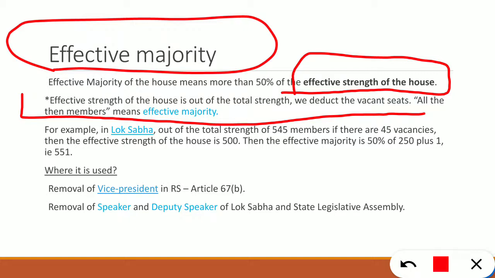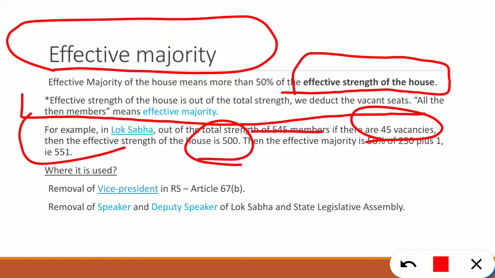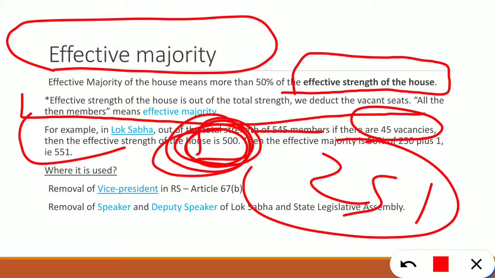So there are 545 members, and as an example we deduct 45 vacant seats. That means there are 500. Now on this 500 we have to calculate the majority, more than 50% of 500. This is not 551, it will be 500 divided by 2 plus 1, that is 250 plus 1, which is 251.